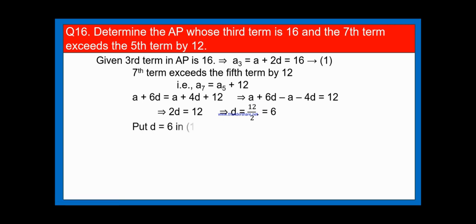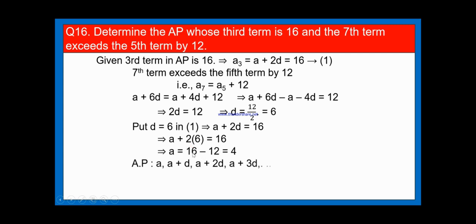Now substitute d is equal to 6 in equation 1. a plus 2d is equal to 16, or a plus 2 into 6 is equal to 16. a plus 12 is equal to 16, or a is equal to 16 minus 12, which is equal to 4. Now we have a value 4 and we have d value 6.